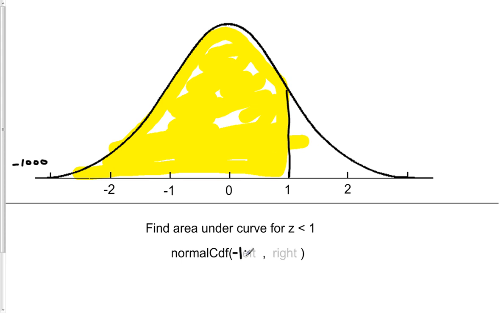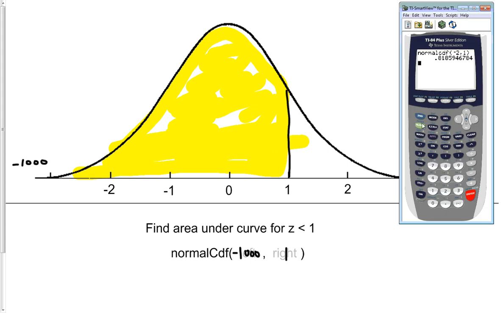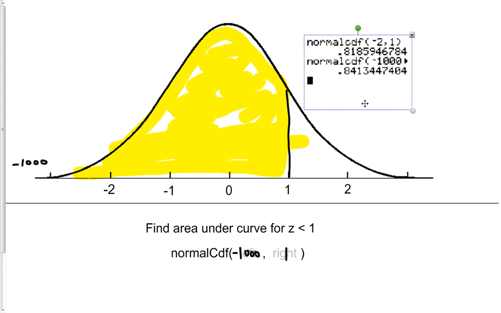Let's call that negative 1,000. And then on the right side, we know we stop at 1. So our left bound is technically negative infinity, but since we don't have that in our calculator, we just pick negative 1,000. Again, we take out our calculator, we go to second, vars, go down to normal CDF. We're going to go negative 1,000, comma, 1. And it's going to give us 0.841 approximately. So the second answer here, 0.841, is going to correspond to the area in the yellow shaded region.